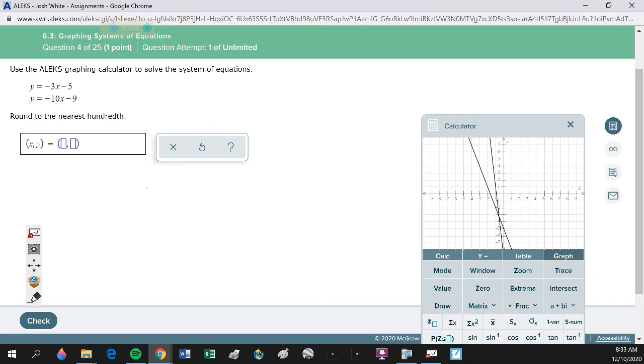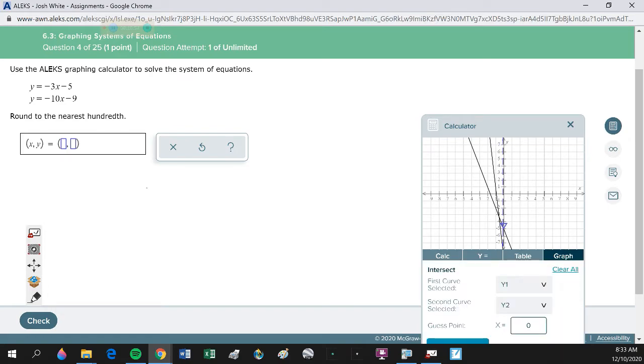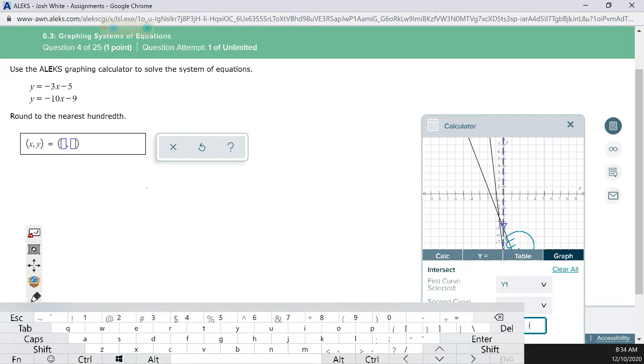They don't meet at a nice point, but if we ask it to find the intersection for us, click intersect, and it wants to know what's the first graph, what's the second graph, and we want to guess an x. What does it look like the x is? Somewhere between 0 and negative 1. So I'm just going to touch right. I'm going to click negative 1.